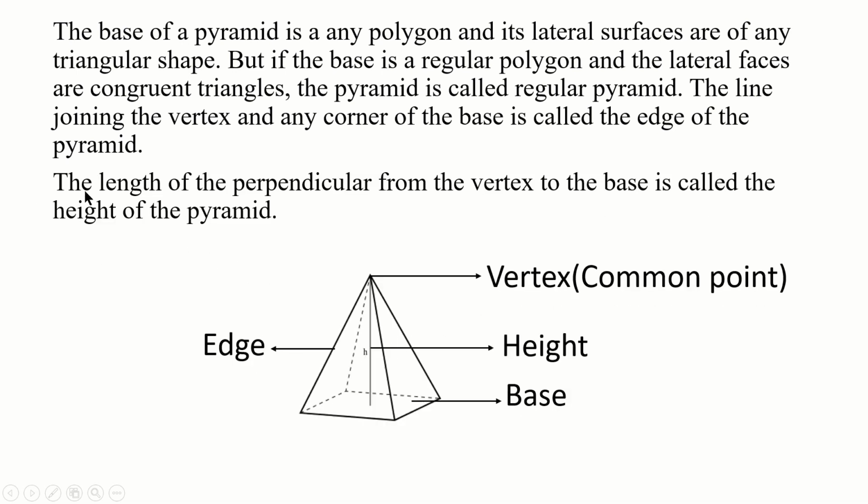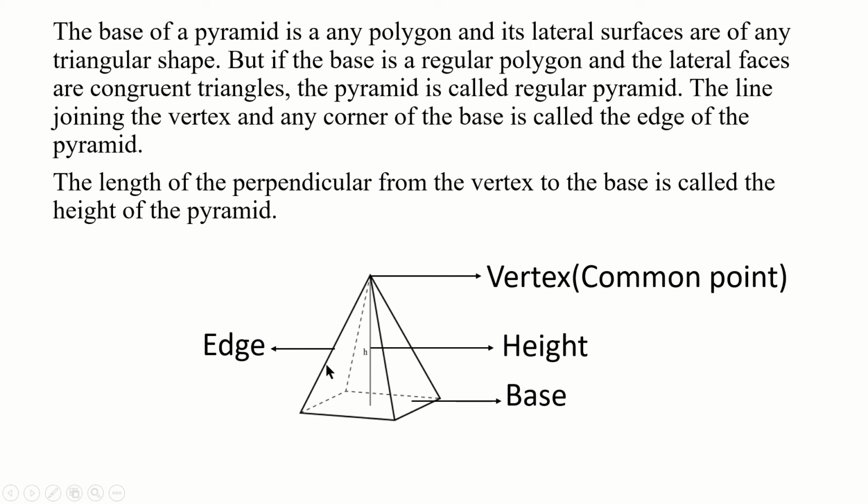Follow the figure and also follow this line. The length of the perpendicular from the vertex to the base is called the height of the pyramid. That means this is a vertex and this is a base. The length between vertex and base is the height. This is height. This is a vertex. That means common point. This is S.